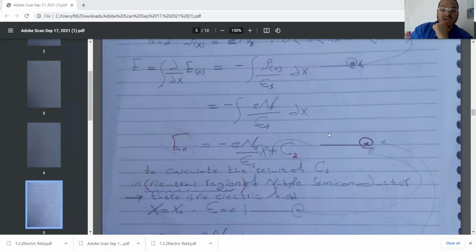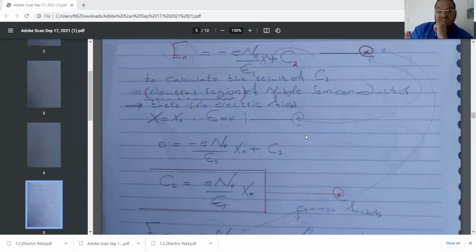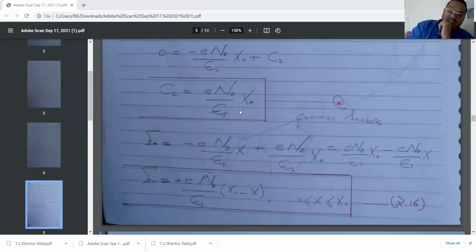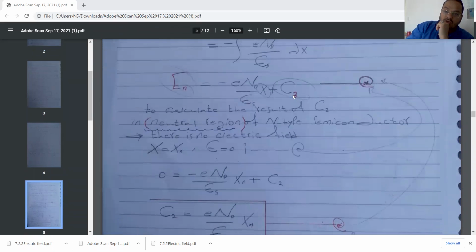The same idea. Let's start to modify this equation. We will put here 0. We will put here X sub N. And after that, C2 will equal the donor concentration divided by permittivity times the width of the N side. Let's put this result here to modify the result of the electric field in the depletion region.